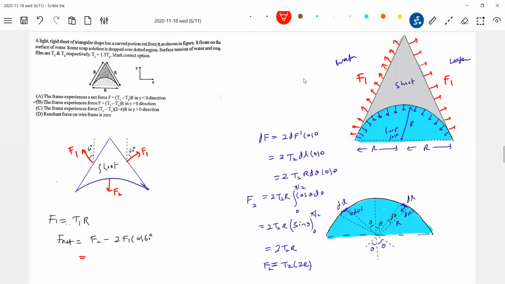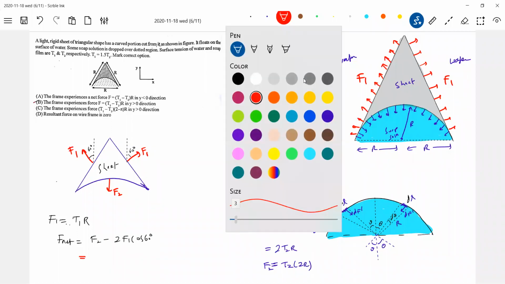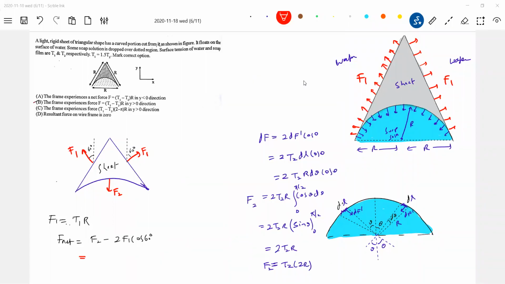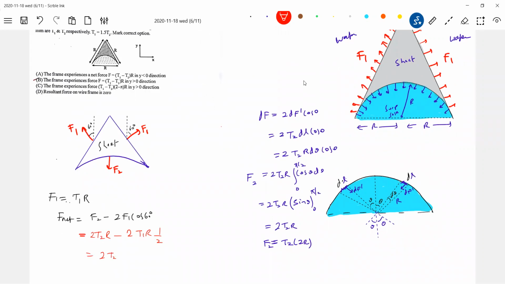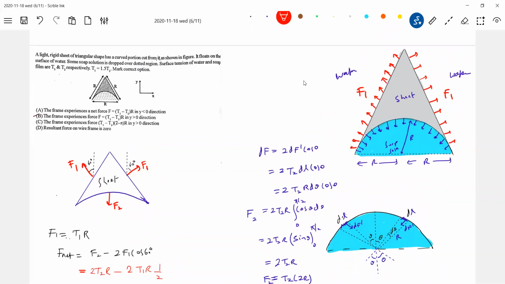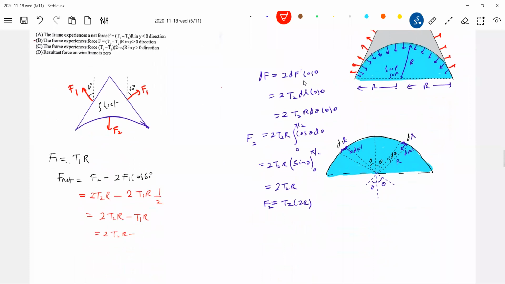Okay, now let's get into the calculation part. What is F2? F2 will be T2 into 2R. F1 is how much? T1 into R, and cos 60 is 1 by 2. So what we are getting? 2T2R minus T1R. What is T1? T1 is 1.5 times of T2. T1 of water, no? Surface tension of water. Okay, fine, yeah. T1 is 1.5 times of T2.